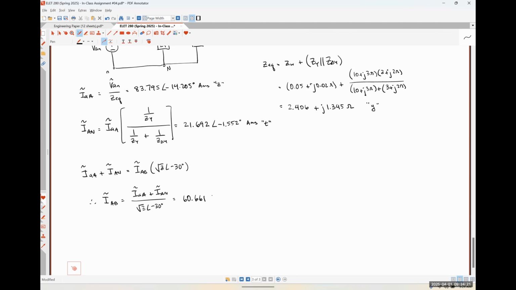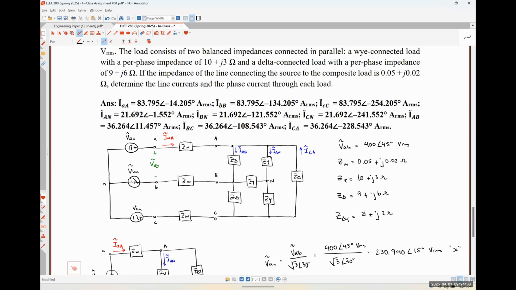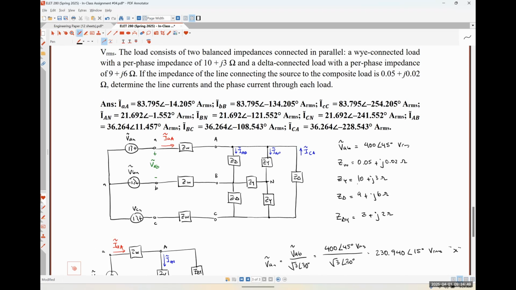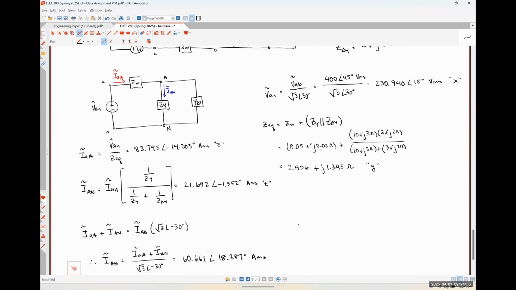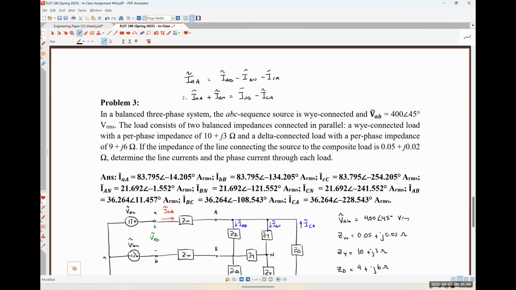So I'm literally just going to do Z plus T divided by √3 angle -30, which gives me a result of 60.661 with an angle of positive 18.387 degrees, amps RMS. And let me just double check that. Oh, I got something vastly different there. Let me double check some things. So my IAN is right. My IAA is right. Did I mess up on a sign up here in my KCL relationship? Let's double check that.